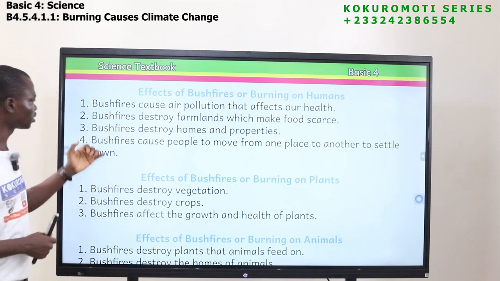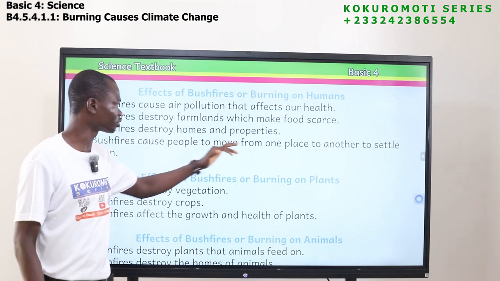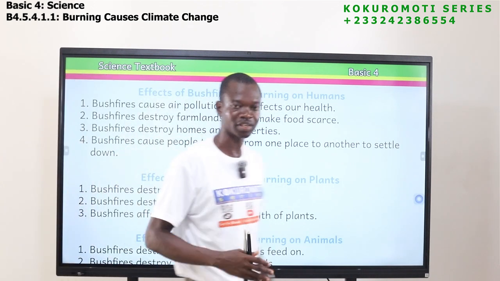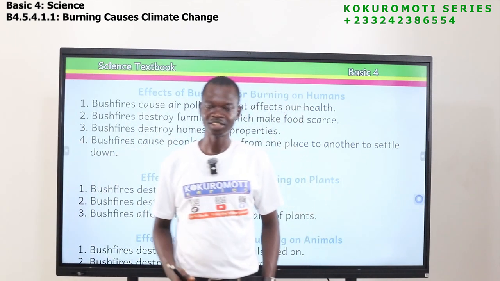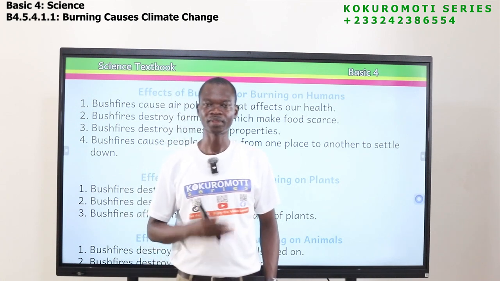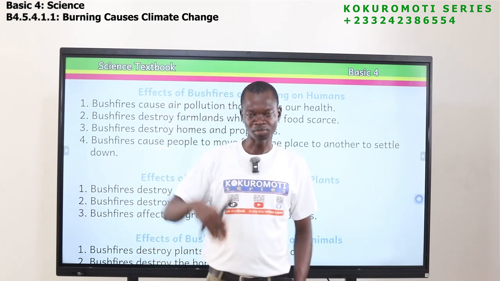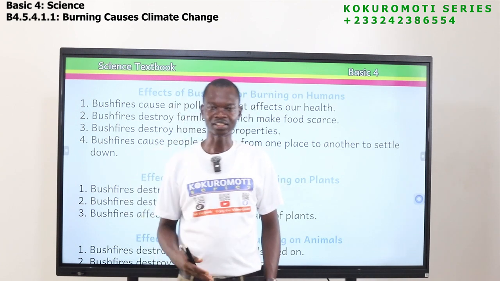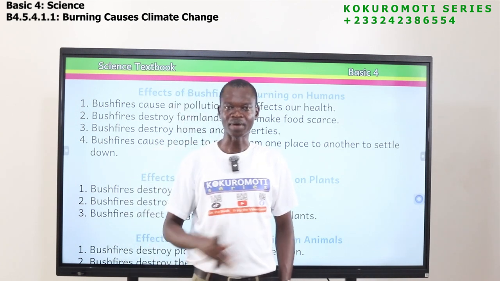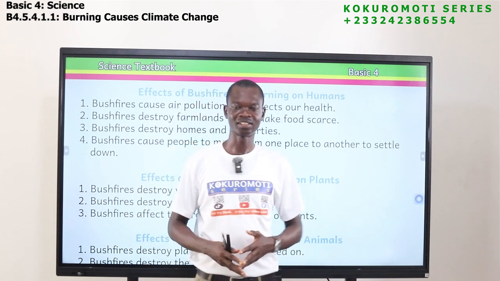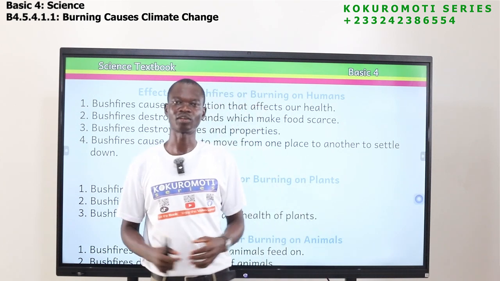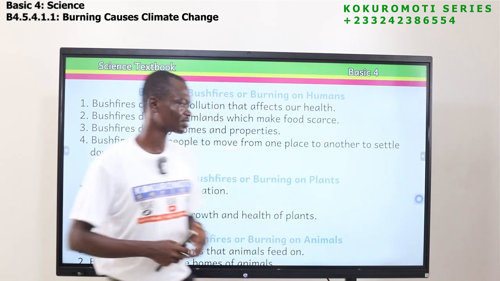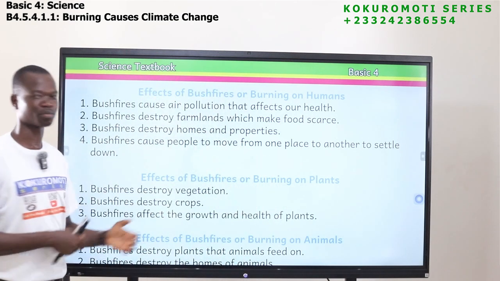The next one is that bushfire destroy homes and properties. So it is not only animals and plants that bushfire affect. Our properties. Even the land is a property. The land that you have is a property. So if there is bushfire and this land, the plants on it are burnt, the land is exposed to the sun, there is erosion and other things, it affects the quality of the land, which is also your property. So bushfire destroy our homes and our properties.